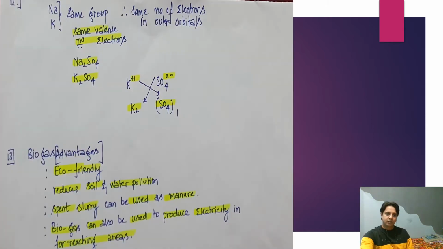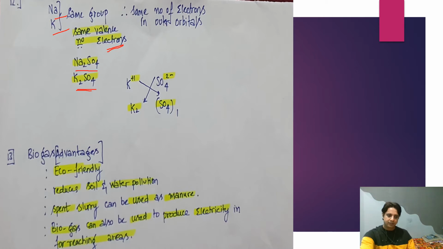12th one, they've placed sodium and potassium in the same group, and they've given the formula for sodium sulfate as Na2SO4 and asked us to predict the formula for potassium sulfate, which will be K2SO4. Since they are in the same group, they'll have the same number of valence electrons. So the formula for potassium sulfate will be K2SO4.